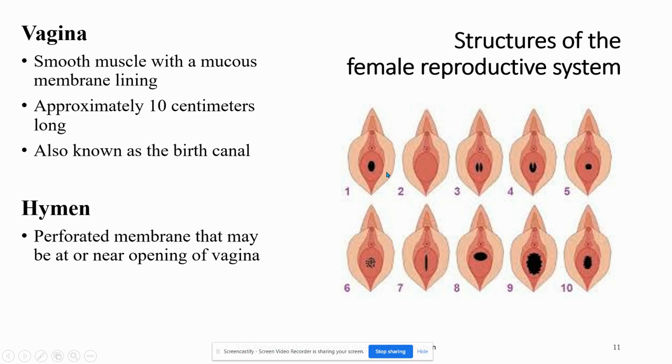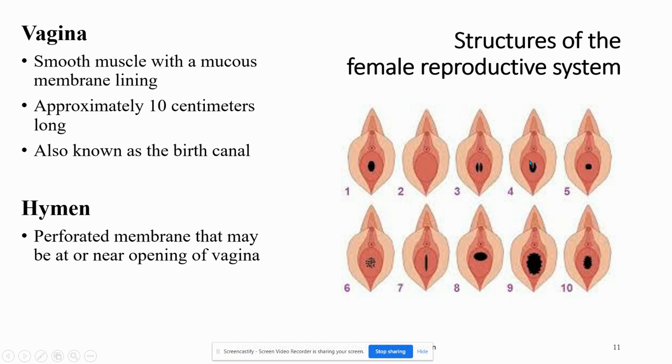So in this, again, it would be like you were doing a pelvic exam on a female, where she's lying down and her legs are spread and you're looking up into the vagina. This would be the vaginal opening, the whole thing. This little membrane right here that looks different, and this one different, and this one different, and this one, this is the hymen.